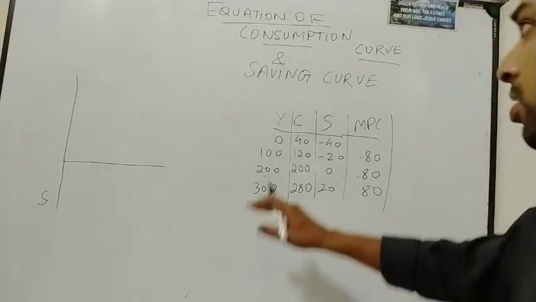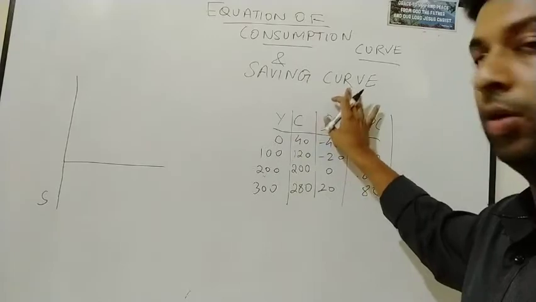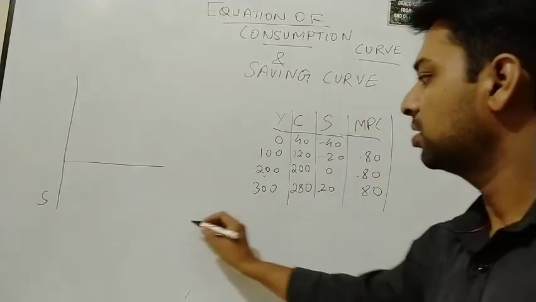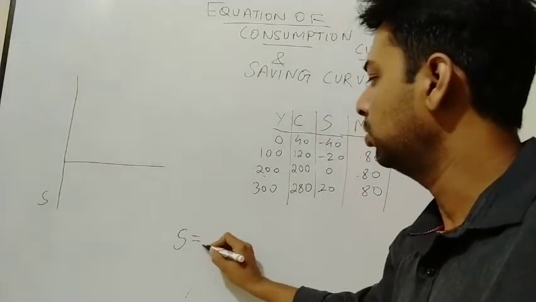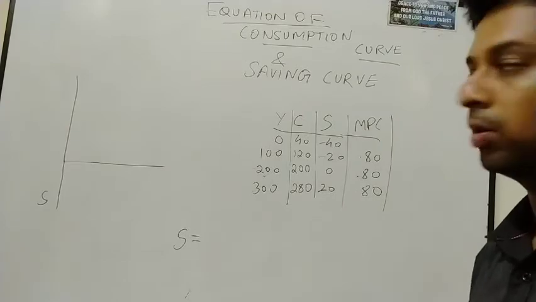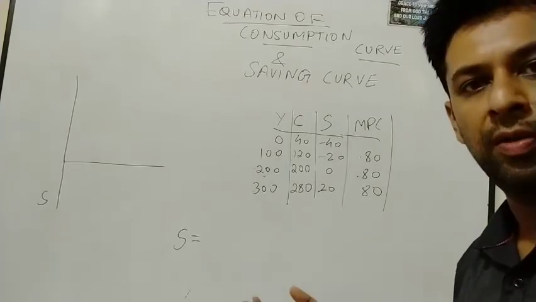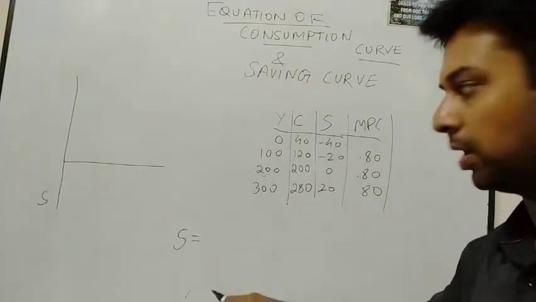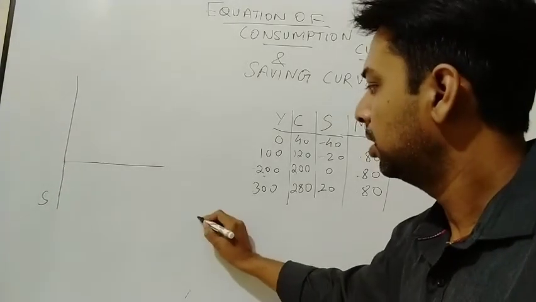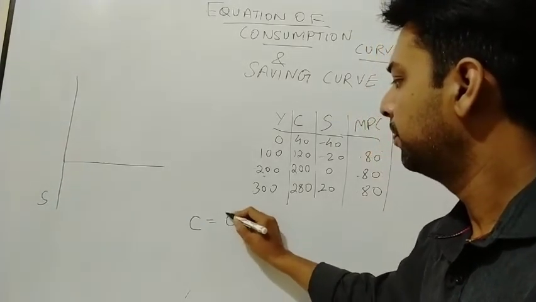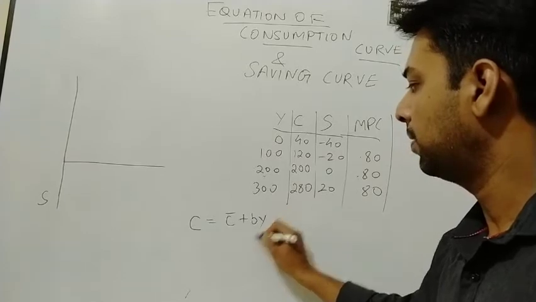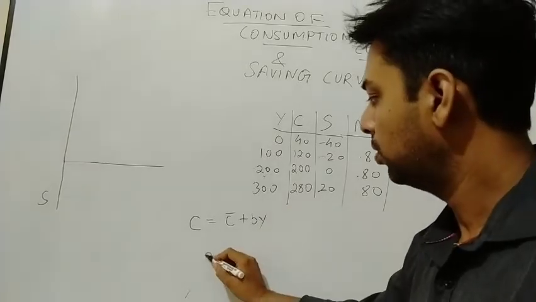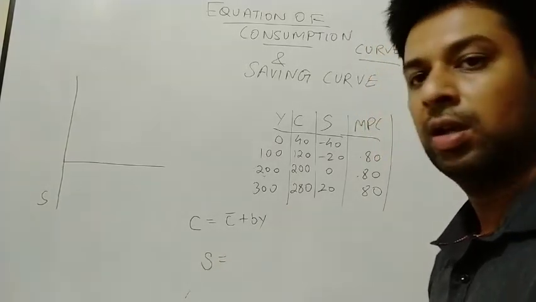Now let us understand the other equation, that is saving curve equation. So saving curve equation will be S is equal to, it will be just opposite. Whatever is happening in the consumption curve equation, it will be the opposite of that. So let us first write the equation of the consumption curve. It was C bar plus bY. We remember this.